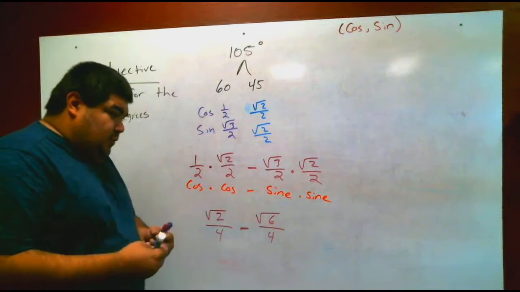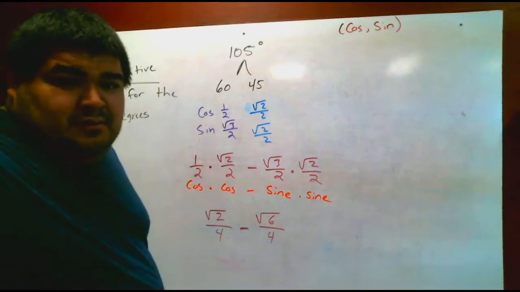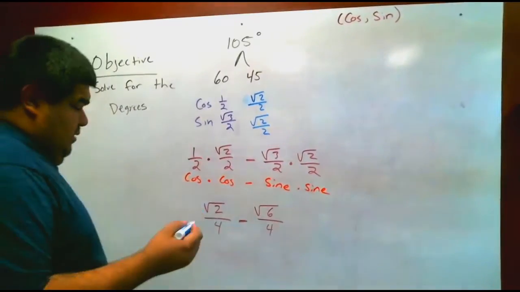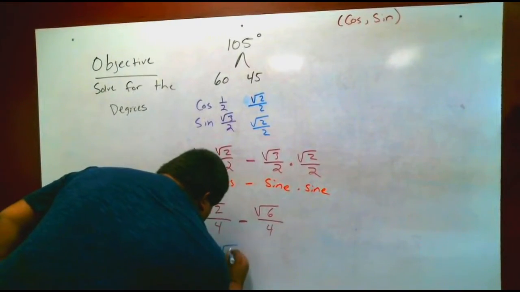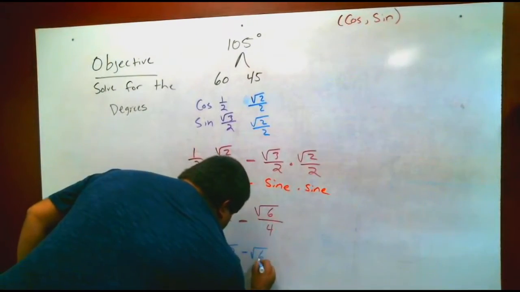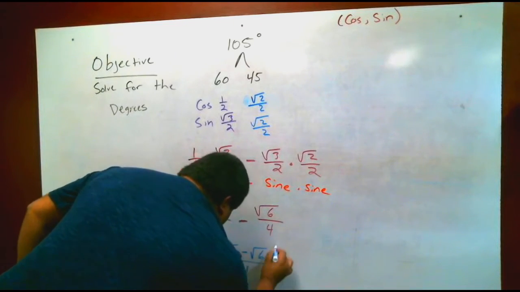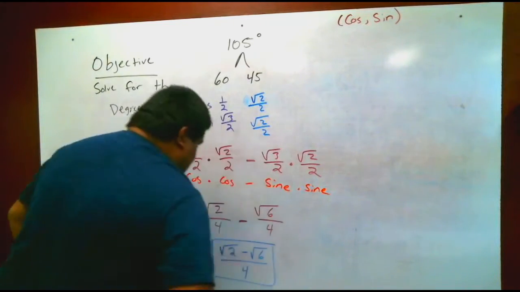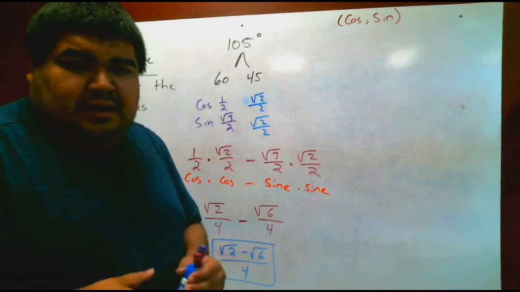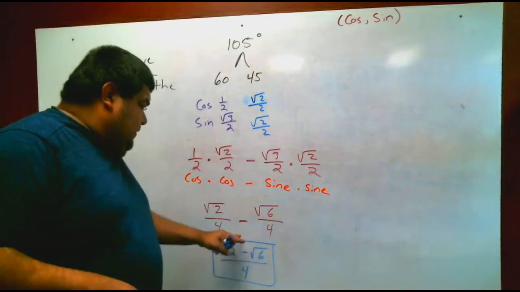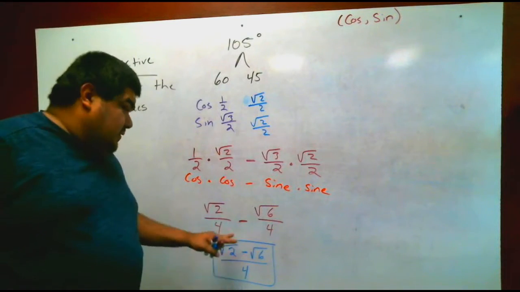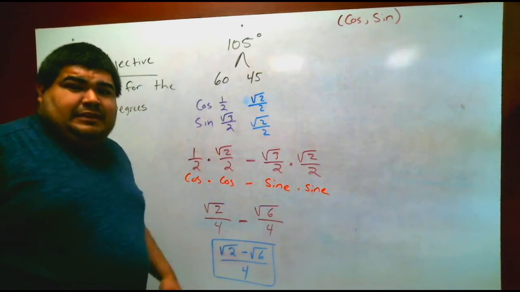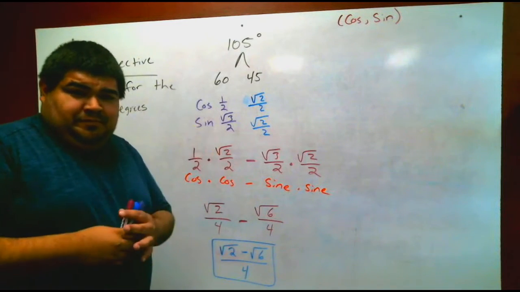Since they're two different radicals, we leave them as they are. We rewrite it as radical of 2 minus radical of 6, all over 4. And that's our answer. All I did is combine the bottom, because the top ones can be combined. And that's it. That's all we have to do.